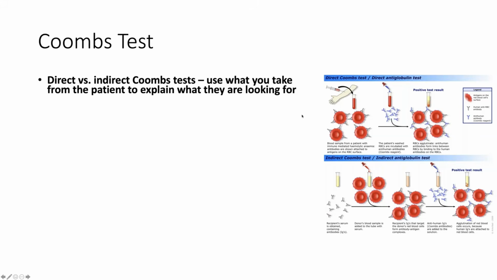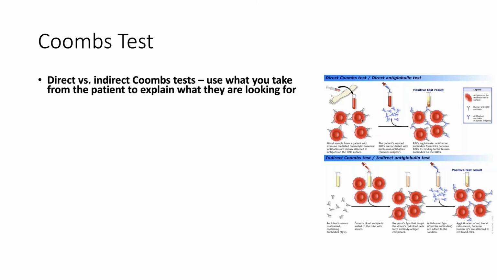So direct, you are taking red blood cells that already have antibodies on them to see if they agglutinate. Sorry, you're taking red blood cells to see if they have antibodies on them. Because if they clump, then you know that they have antibodies on them. And if they don't, then you know they don't have antibodies on them. Perfect, exactly. So that's the direct Coombs.